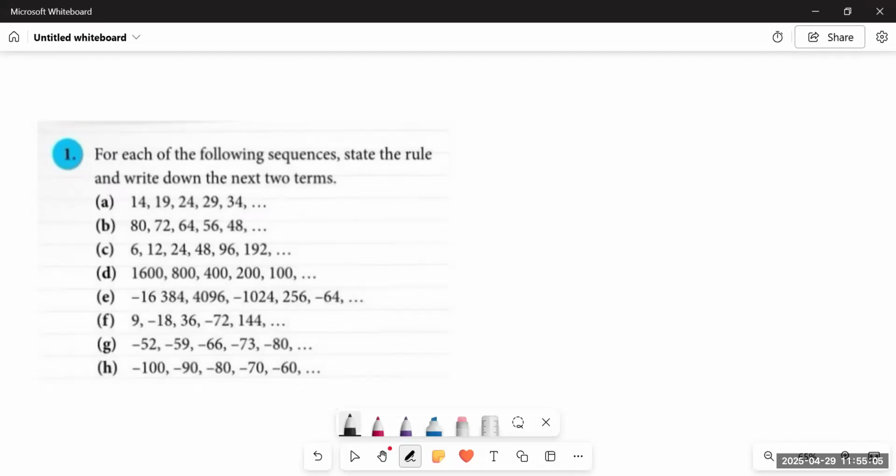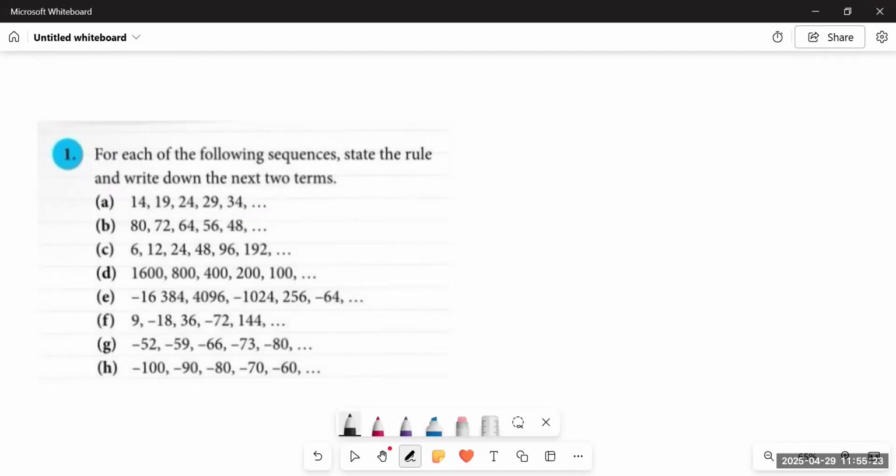This is Think New Syllabus Mathematics Book 2, and today we are going to start exercise 5A of chapter number 5, which is related to sequences and number patterns. So here in this question, what we have to do is find the rule and the next two terms for each of the given sequences.